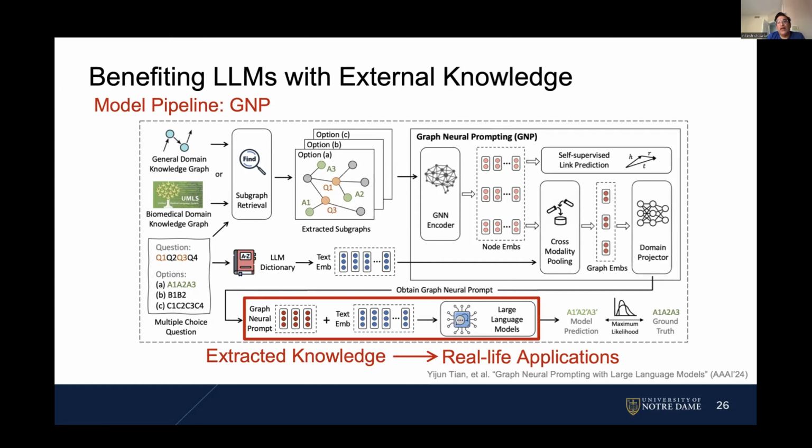So this is the work that is also recently published, where we are, again, incorporating external knowledge as a knowledge graph, building a graph neural prompt based on the learning, essentially embeddings, combining the LLM dictionary with it, and then together using it to inform a large language model.